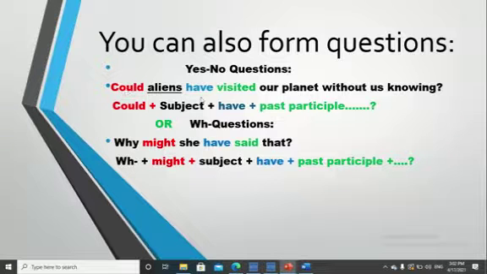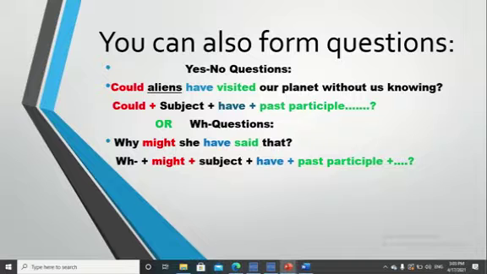So, could aliens have visited our planet without us knowing? Could aliens have visited? We are asking about possibility. Or in WH questions, why might she have said that? You can start with she might have said that. Of course, we always use have, not has, because we have the modals. You can't use has with the modals. So here's the form: WH, might or could or may, subject, have, and past participle. So let's get back to your student book.